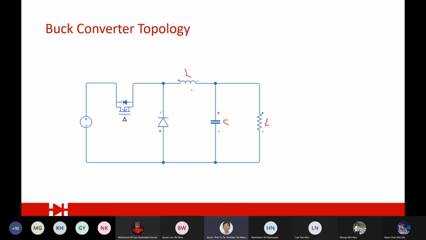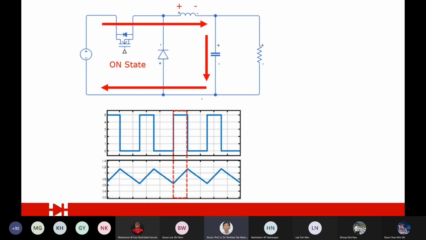Okay, so the buck converter topology, L and C. It has 2 states of operation. The first state is when the transistor is turned on. Transistor turned on, what happened? The current flows through the inductor, charges the capacitor, and comes back. The diode is in reverse bias.